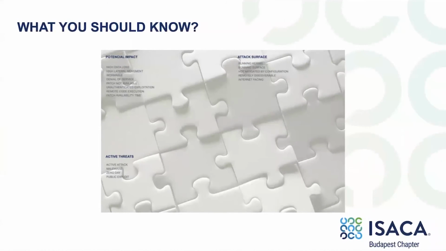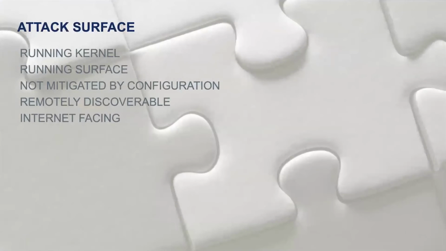And last but not least, yes, we need to look at the attack surface. In the scope, like the running kernel surface, is there a technical constraint preventing mitigating the risk by asset reconfiguration? It could be also. And if the given asset could be accessed remotely, or this is an internet-facing resource, this is another layer that we need to put on this.